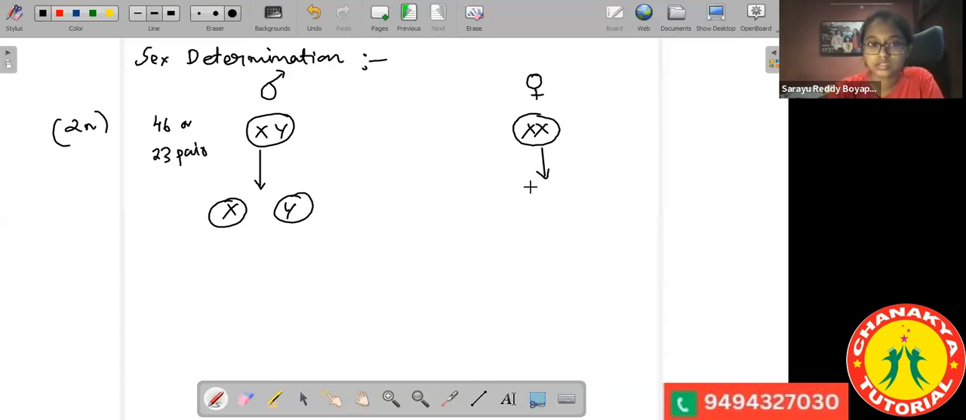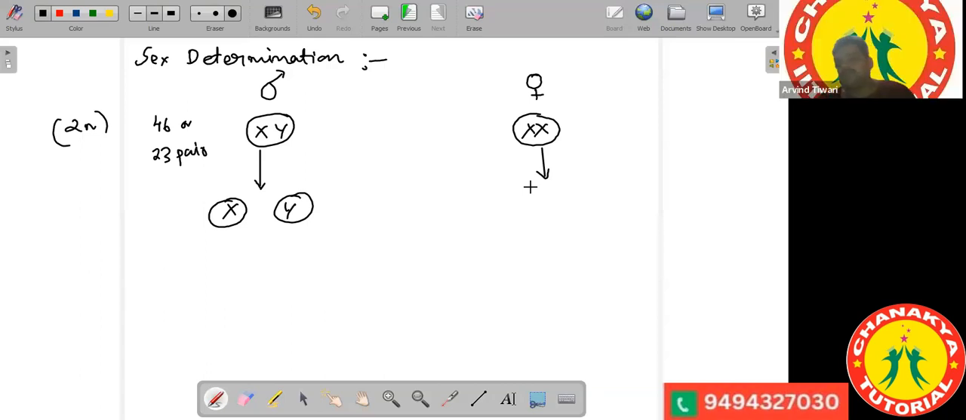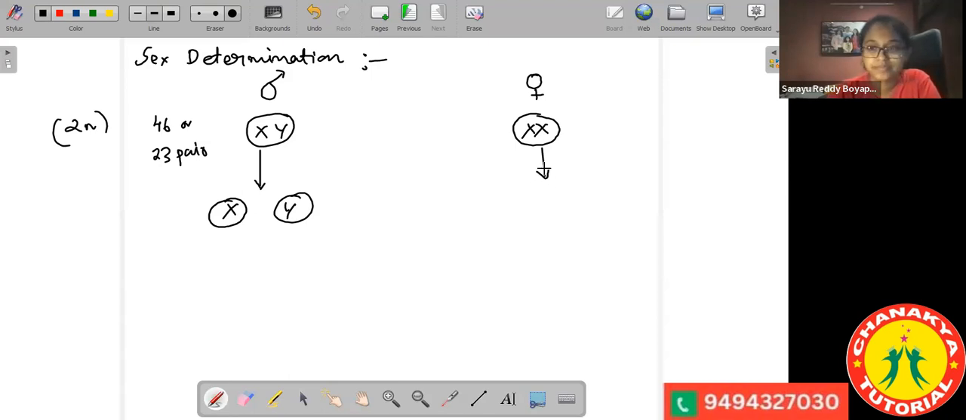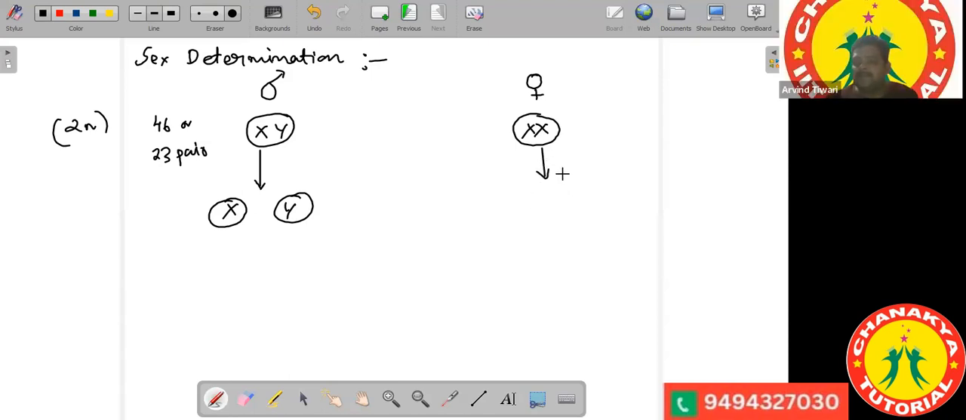Sir, two, sir, X and X. Two types or one type only? No, sir, one type, sir. Only one type of chromosome gametes will be there. The number of gametes will be the same, but there will be only one type of gamete, which will be of type X.